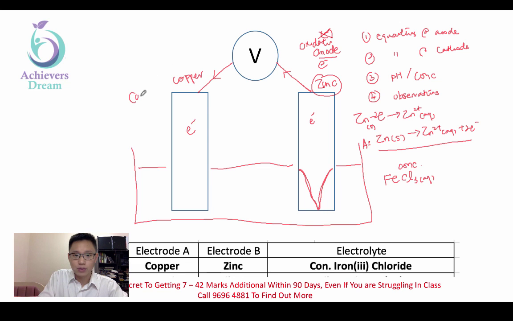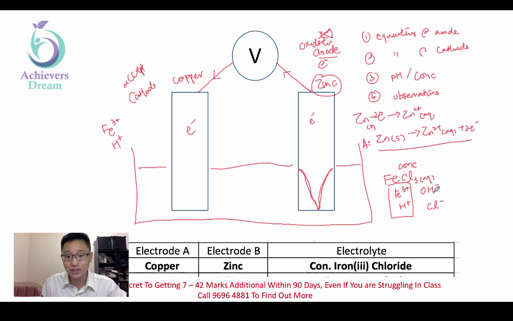Over here, it being a cathode, they're going to accept electrons. So who can accept electrons? You're going to ask yourself this question. Let me tell you what ions are present in this electrolyte. We have Fe3+, H+, OH-, and Cl-. The 2 candidates to accept electrons are Fe3+ or H+. How about the others? OH- and Cl- can't accept any more electrons. They can only give away electrons, so we don't choose these 2. Between Fe3+ and H+, who will accept the electrons? We will choose the less reactive, which is hydrogen.